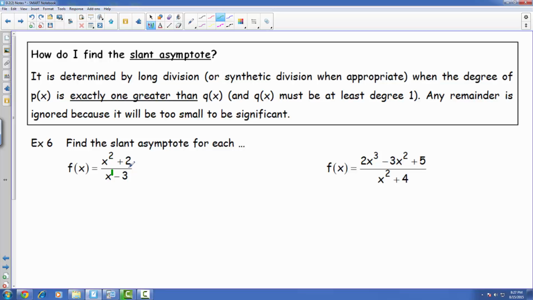Now, if we go ahead and find the slant asymptote for this one, if you recall from synthetic division, all you have to do is take this second guy, this x minus 3, take the opposite sign of him, throw him in a box, and then take the polynomial on top. Well, the coefficients are 1 and 2.